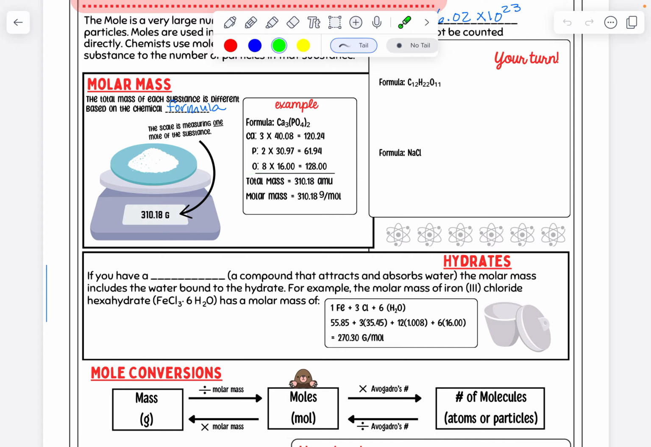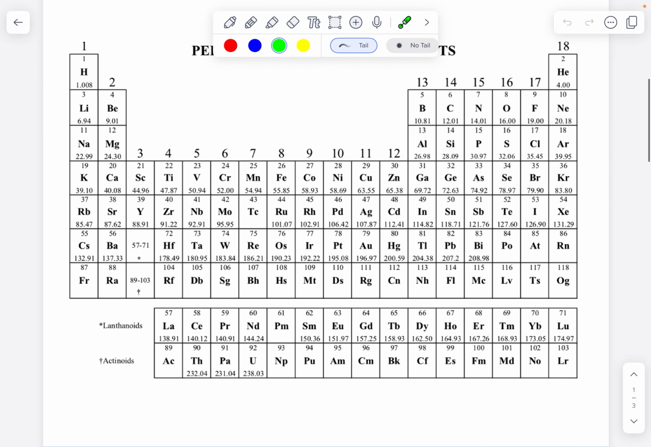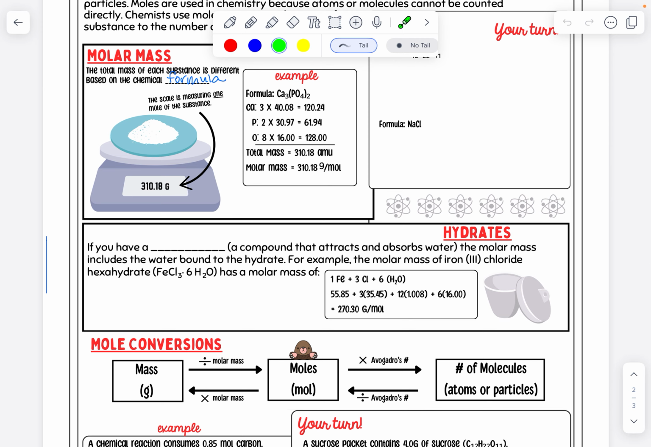Now I need to look to the periodic table to find their mass. And when I do, I'll just show you calcium, for example. We'll see that calcium has a mass here of 40.08, so that's the number I'm going to use. Oxygen has a mass of 16, and phosphorus has a mass of 30.97. So I'm going to take those numbers, I'm going to take their average atomic mass and multiply it by how many of each atom I have. And when you do that, you add it all together. So you're going to multiply them and then add them up.